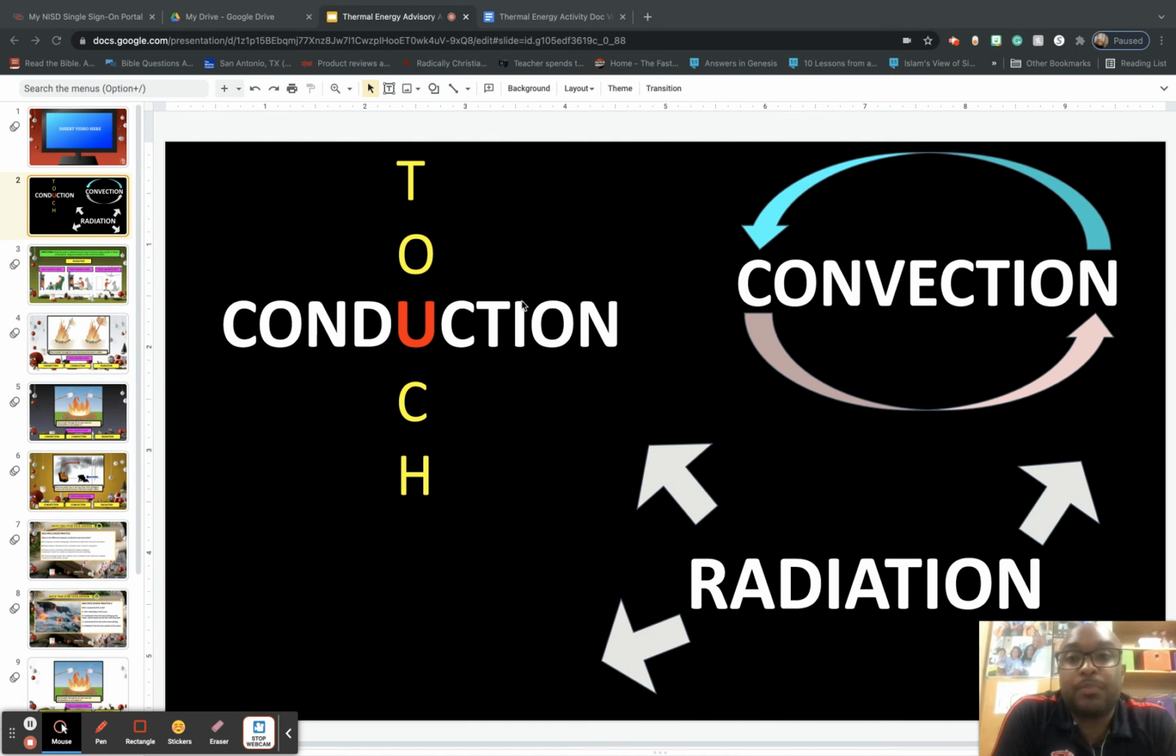This video's purpose is to help you all understand the three different types of thermal energy transfers: conduction, convection, and radiation. Okay. Keep in mind, conduction has that U in it, so that connects with our word touch. If it's ever touching, it's conduction.